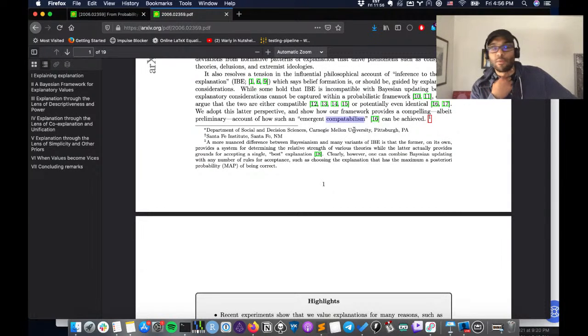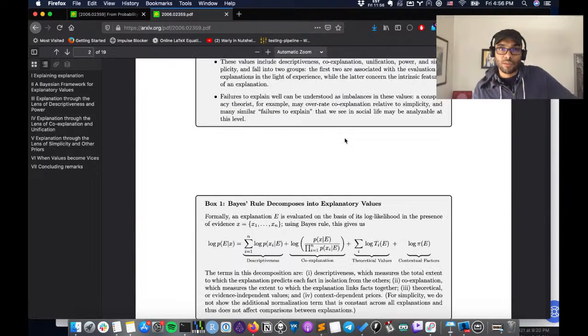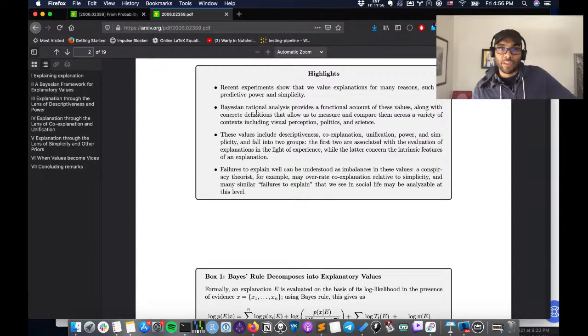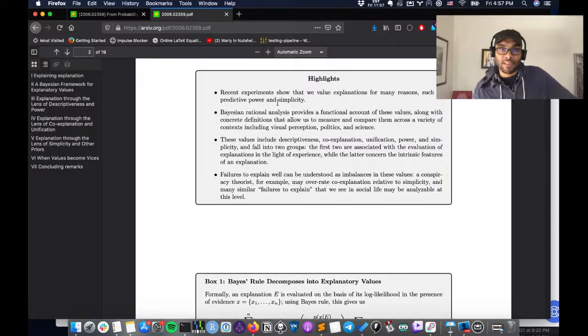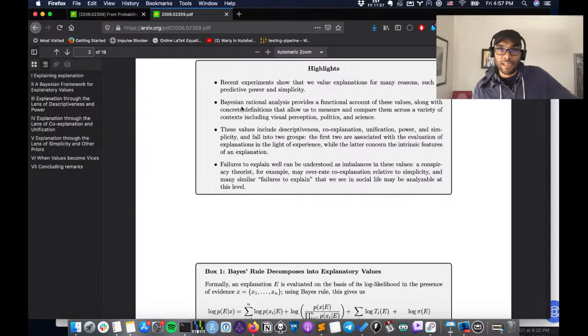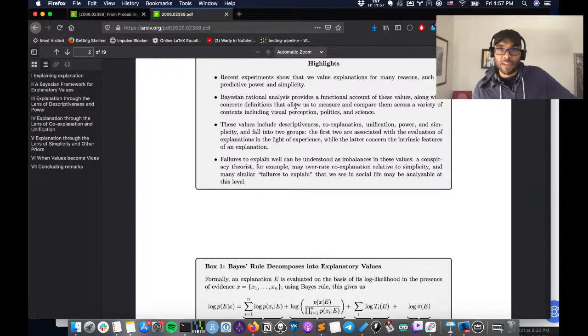I don't think I've ever seen that word before, or that conjugation of compatible, can be achieved. All right, so we're going to say, recent experiments show that we value explanations for many reasons, such as predictive power and simplicity. Bayesian rational analysis provides a functional account of these values, along with concrete definitions that allow us to measure and compare them across a variety of contexts, including visual perception, politics, and science.